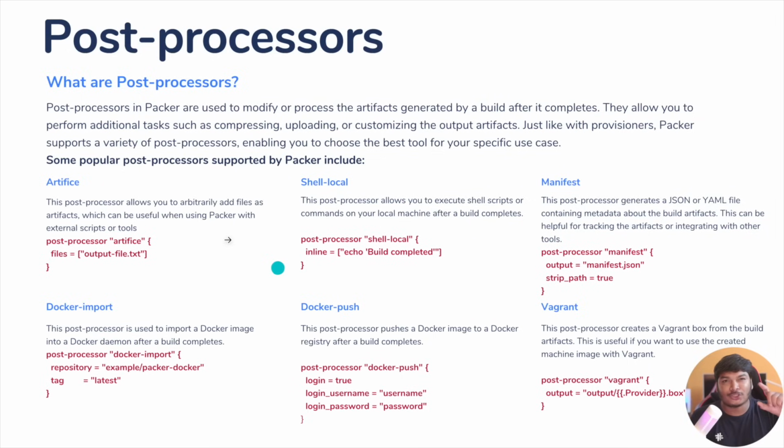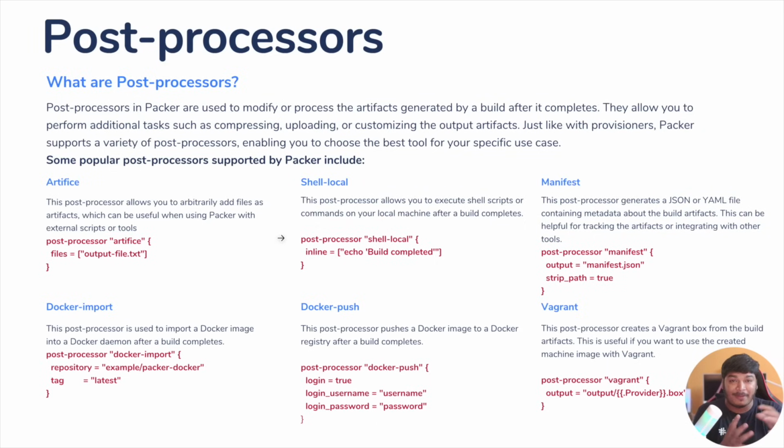So just like the provisioner shell, which executes on the remote machine while making the builds, here shell-local actually runs on your host machine. This post-processor allows you to execute shell scripts or commands on your local machine after the build completes. The syntax is post-processor, then shell-local, and inside that code block you have to mention inline is equal to any command that you want to execute.